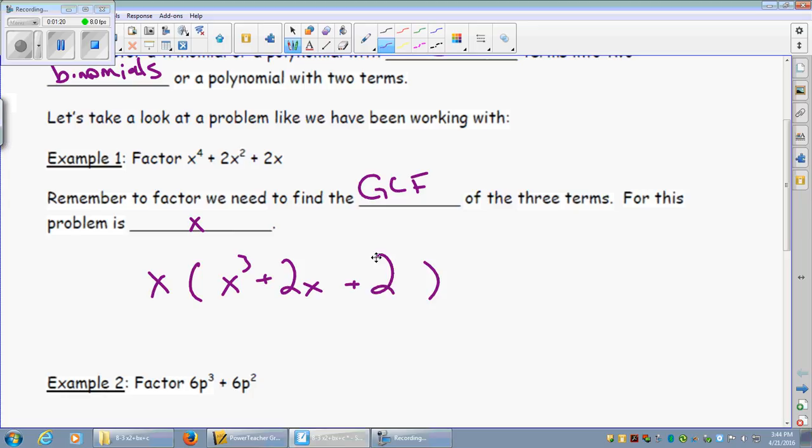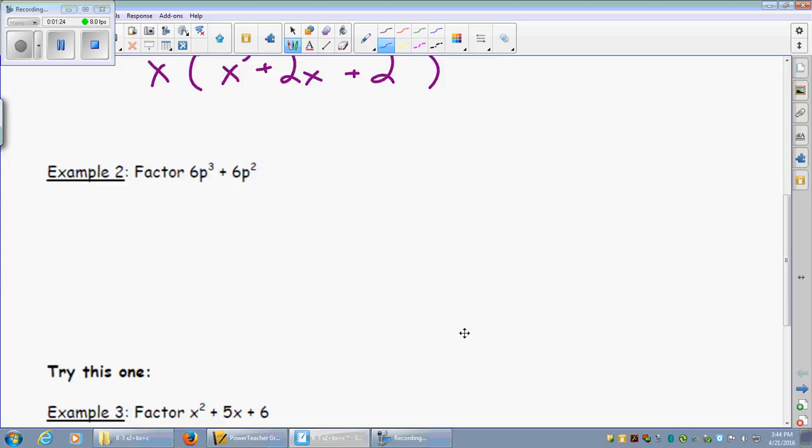All right, so same exact thing with example 2. Let's take a look at this one. What's the biggest thing that I can pull out of 6p to the 3rd and 6p squared? It is 6p squared. So 6p squared times what will give me 6p to the 3rd? I'm just missing a p. And 6p squared times what will give me 6p squared? Well, it's already there. So the only thing I need to multiply it by is 1.